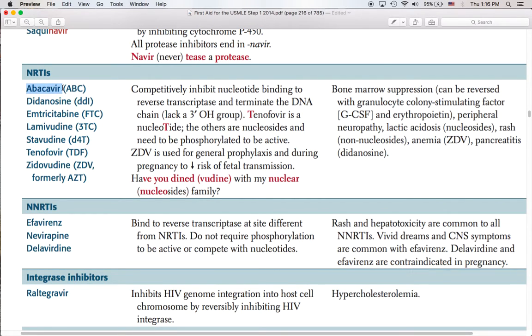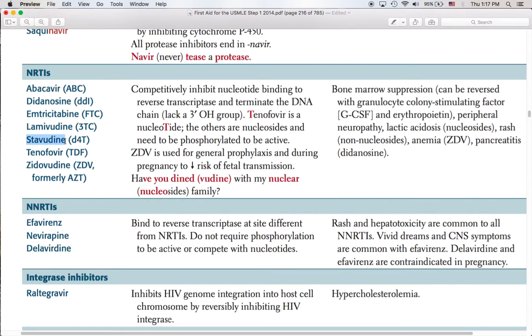For abacavir, it causes hypersensitivity. And the way I remember it is abacavir is ABC, and I just think of someone who doesn't know their ABCs. They're probably going to want to hide it from people, and they're going to be really sensitive about it if someone asks them about it. So I think of abacavir as hypersensitivity because they're sensitive about it. So that was the L and the A.